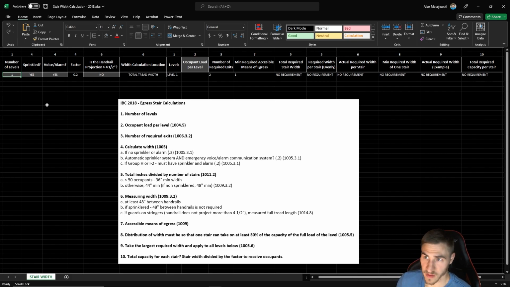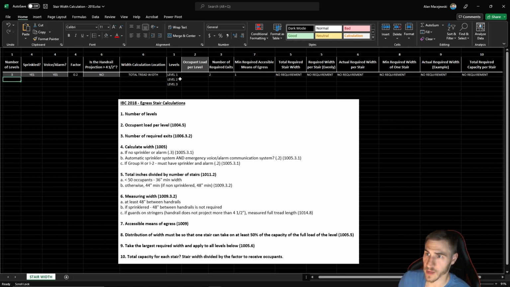So number of levels. Well, let's not work with one level because that's really boring. We're done. All I'll have is my occupant load that will determine the number of exits. That's helpful, believe me, it is, but that's not everything. So let's go from number of levels from 1 to 3. Let's change this to 3.